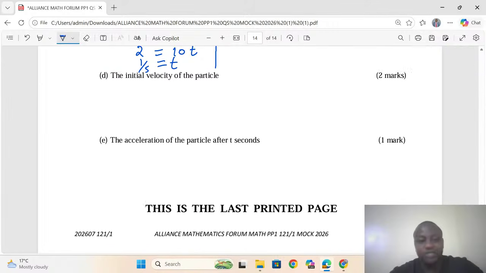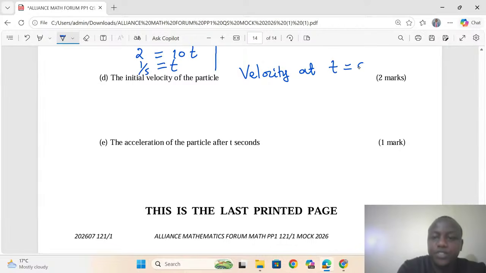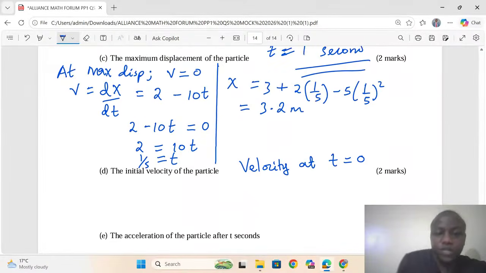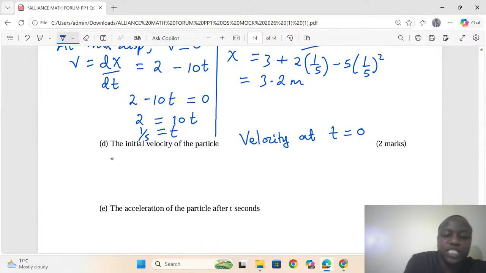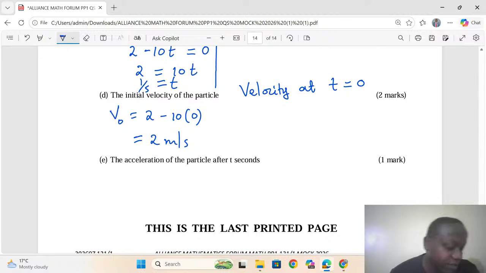Look at part D of this. In part D, we're being told to find the initial velocity. Initial velocity means velocity at t equals 0, when the particle is just starting. The velocity function is here, so initial velocity shall be 2 minus 10 into 0. So we get 2 meters per second as our initial velocity.